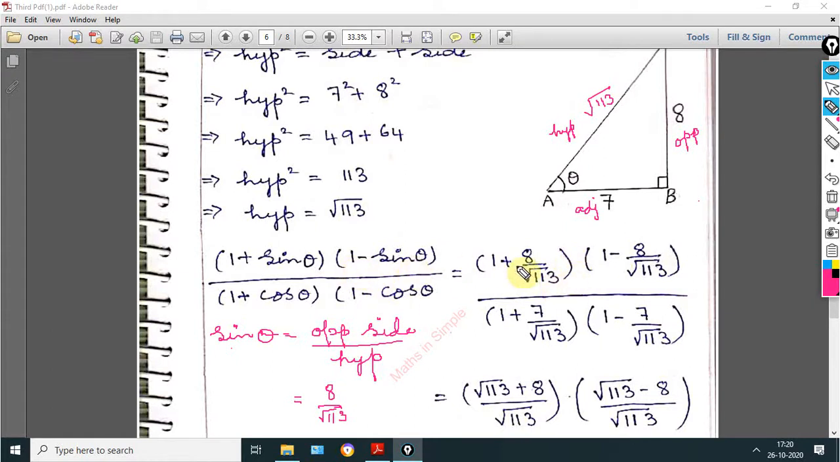Then into, and next 1 minus. So, we wrote 1 minus, again sin theta. What is the sin theta value? 8 by under root 113. So, we wrote 8 by under root 113. Next, here 1 plus cos theta is asked. So, here we will now write the cos theta formula.